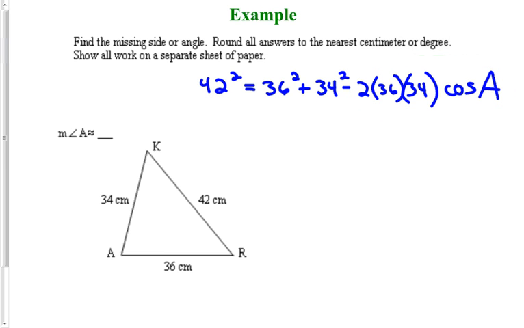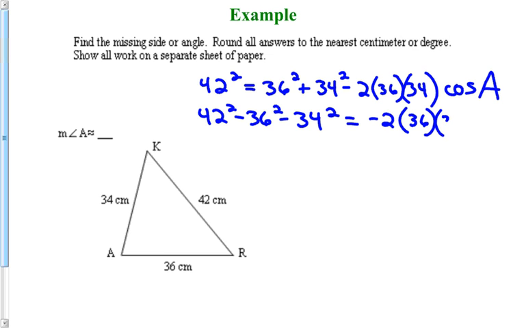Now, what I'm going to do in my solving is I'm not going to square or multiply anything. I'm going to use the calculator one time at the end. So just pay attention to the solving that's going to happen here. First thing I'm going to do is take 36 squared and subtract it over to the other side. So I'm going to have 42 squared minus 36 squared. I'm also going to take the 34 squared and subtract it over to the left side. So I'll have minus 34 squared. Now all of this is going to equal negative 2 times 36 times 34 times the cosine of angle A.